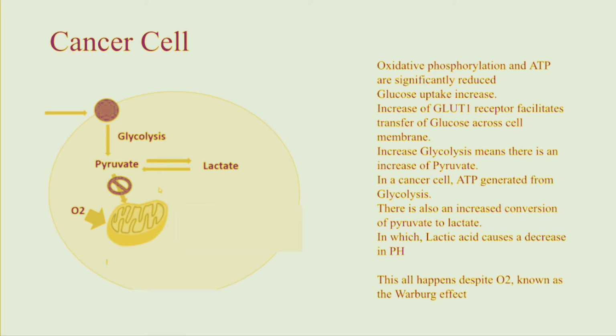So oxidative phosphorylation and ATP are significantly reduced. Glucose uptake is increased. So the increase of GLUT1 receptor facilitates transfer of glucose across the cell membrane. The increased glycolysis means that there is an increase of pyruvate. So in this cancer cell, the ATP generated is from the glycolysis. There is also an increased conversion of pyruvate to lactate, in which lactic acid causes a decrease in pH. This all happens despite oxygen, known as the Warburg effect.